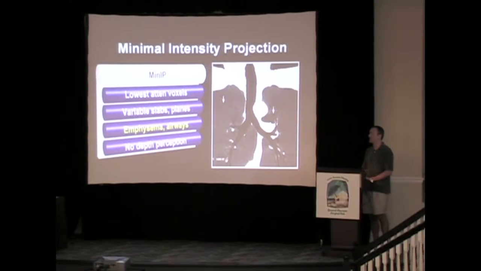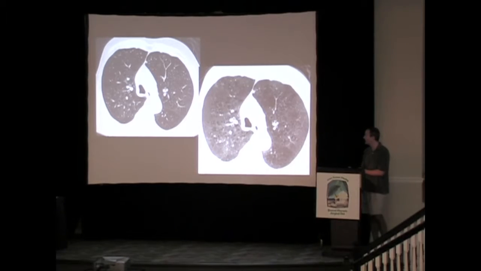And then minimal intensity projection is just the opposite. The radiologist tells the computer they just want to see the lowest density voxels, and that highlights things such as the airway, and as we'll see in this case, where the emphysema is quite hard to see on the regular image, these low-density areas of emphysema really pop out. So it can be a way of enhancing detection of mild to moderate emphysema.